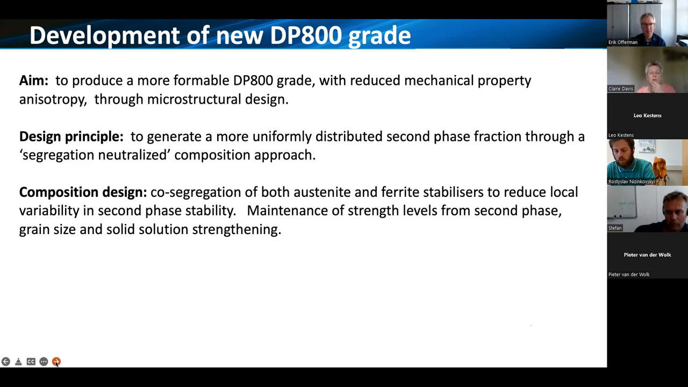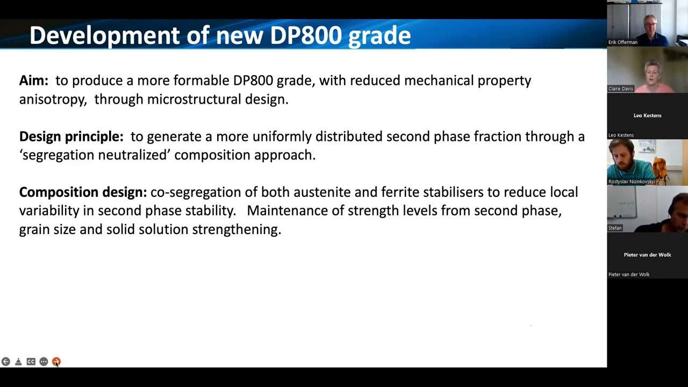So we wanted to neutralize the segregation that happened during casting. To achieve that, the principle was to use co-segregation of both austenite and ferrite stabilizers, so that we didn't end up with the conventional manganese-rich areas. They are the austenite stabilizers, therefore that's the last austenite that transforms. It's got carbon in it, so you get the banded austenitic structure. So our principle was to try and avoid that process.